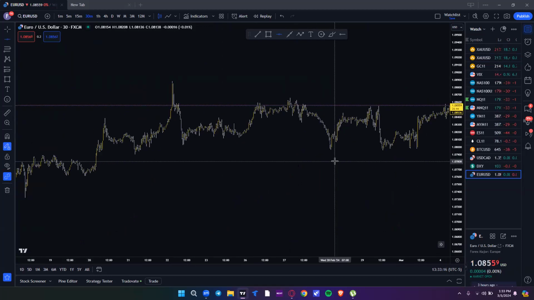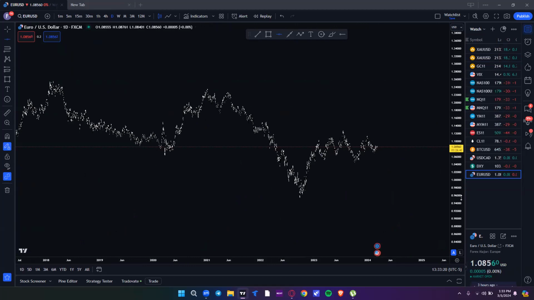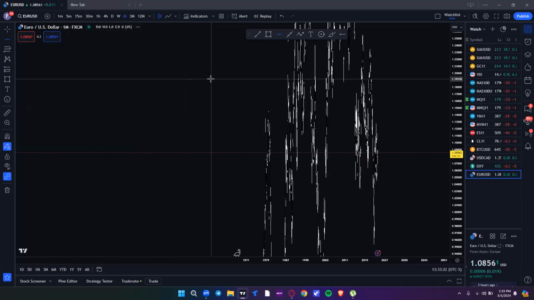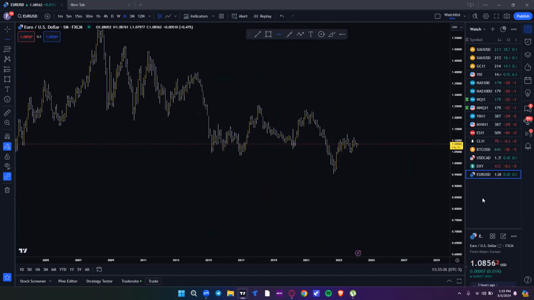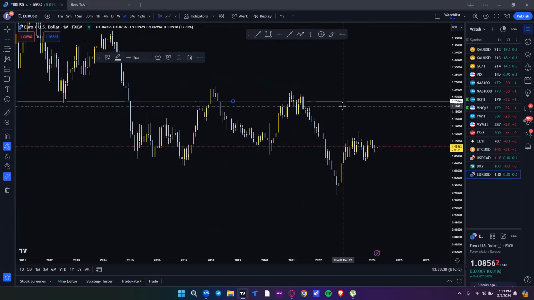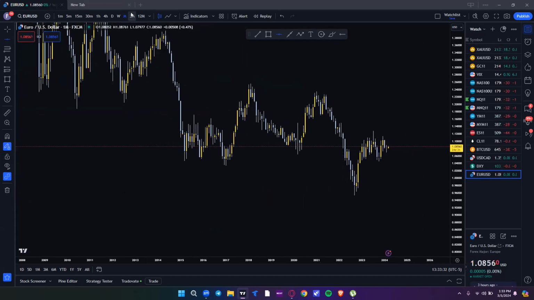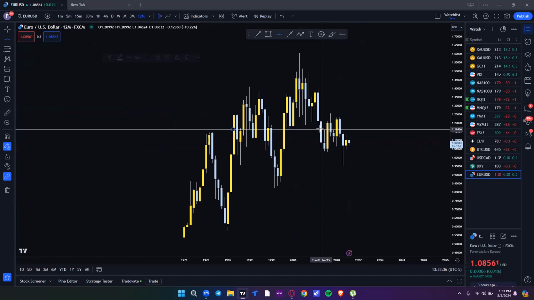Let's do Euro USD, and we'll start with the daily and try to find... actually, you know what? Let's go to the monthly and see what we see on the monthly. It's always nice to find these levels on the higher time frames so we can get the overall directional bias. All right, let me just see where we are on the yearly.